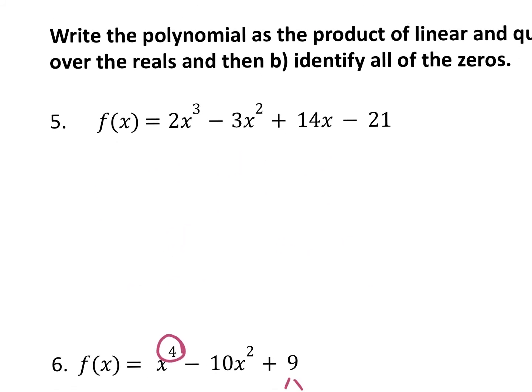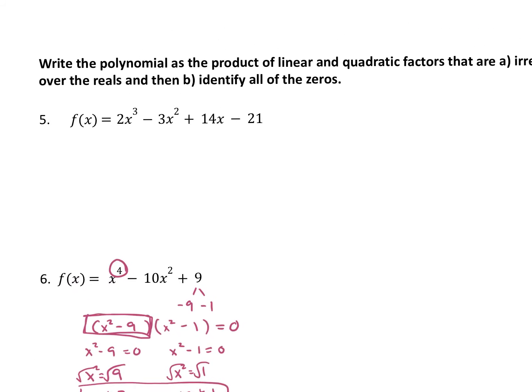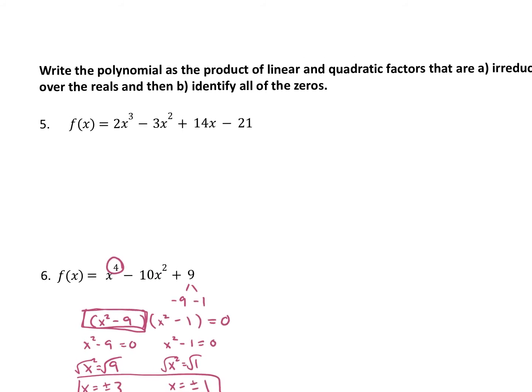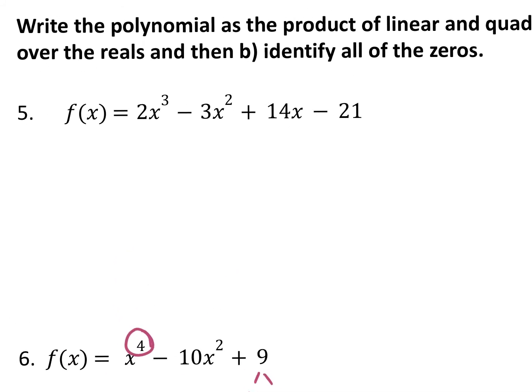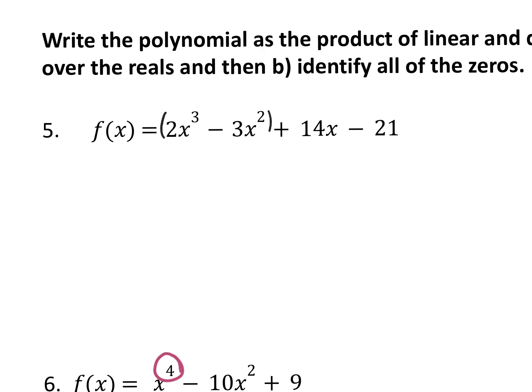All right, so looking at 5, we have to write the polynomials as the product of linear and quadratic factors that are irreducible over the reals and identify all of our zeros. So how can I factor this? Grouping. So group the first two, group the second two. What do I have in common in my first group? X squared. And I'm left with 2x minus 3. What do I have in common in my second group? 7. So then I'm left with 2x minus 3.